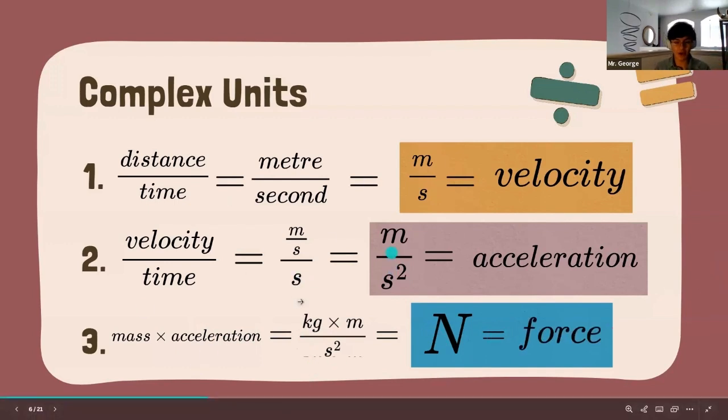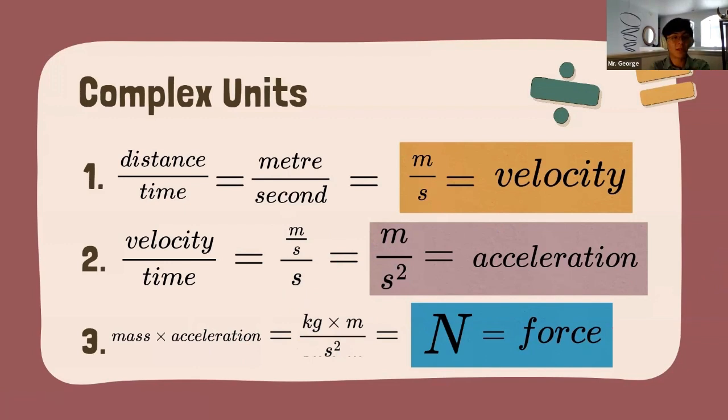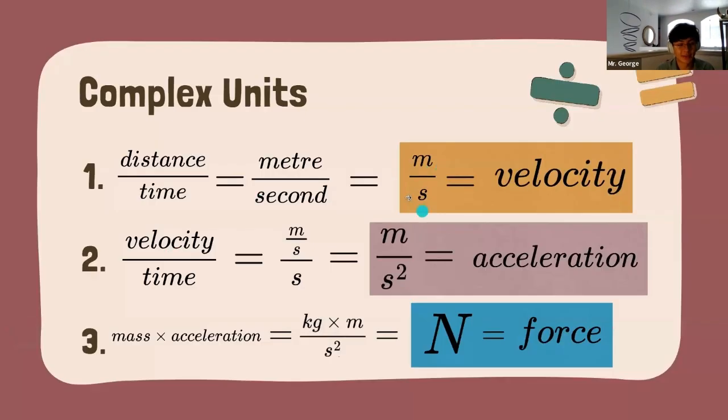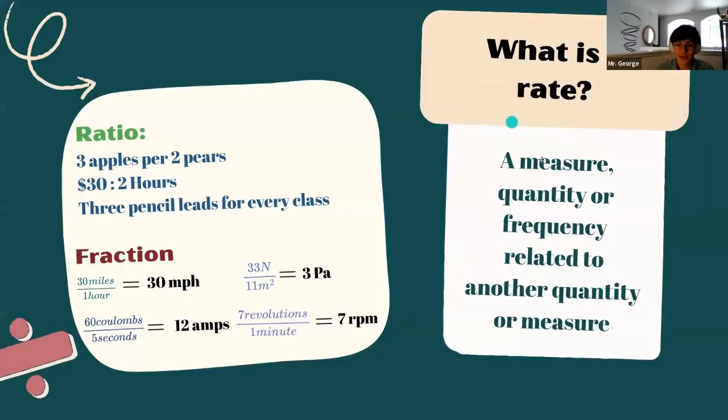And so all of these things, they are using the actual observable quantities, and we're applying them through ratios and things. So this is very useful in determining velocity, acceleration, force, and just observing the outside world. All right. So what all these things are is basically rates, ratios between two different numbers, right? So what is a rate? A rate is a measured quantity or frequency related to another quantity or measure.